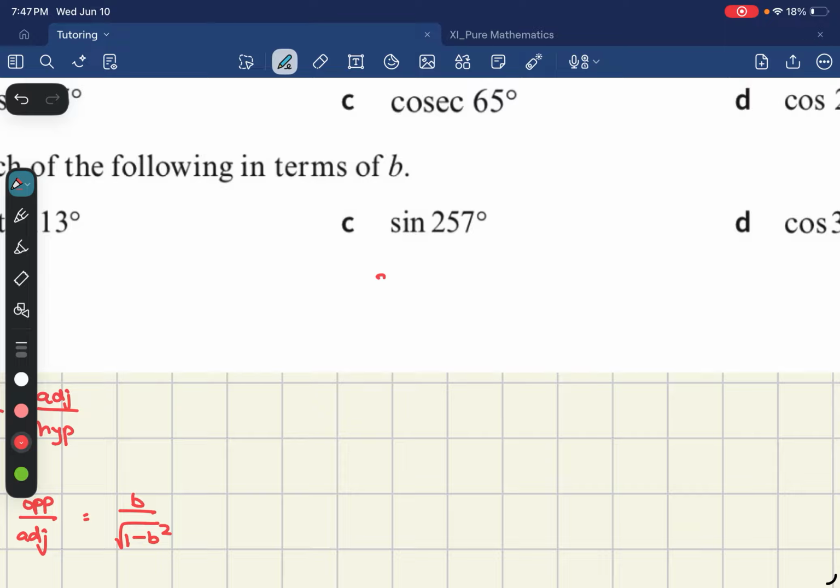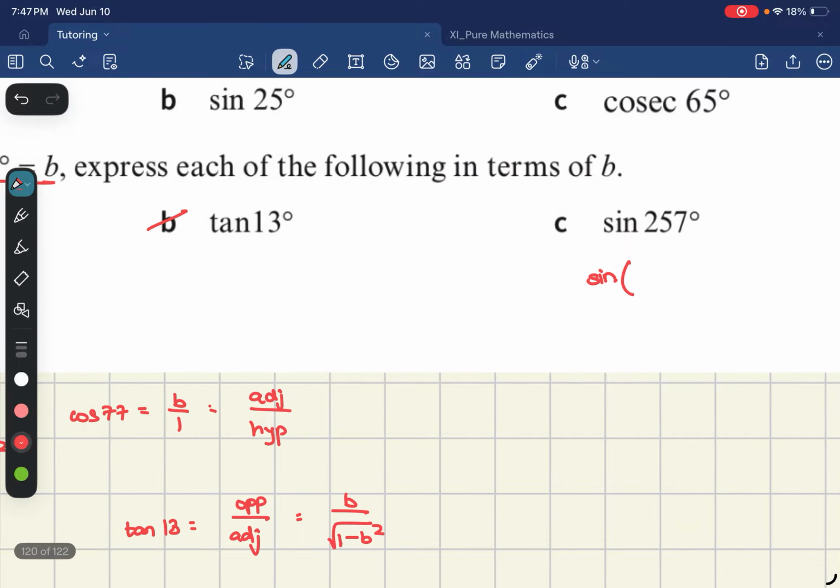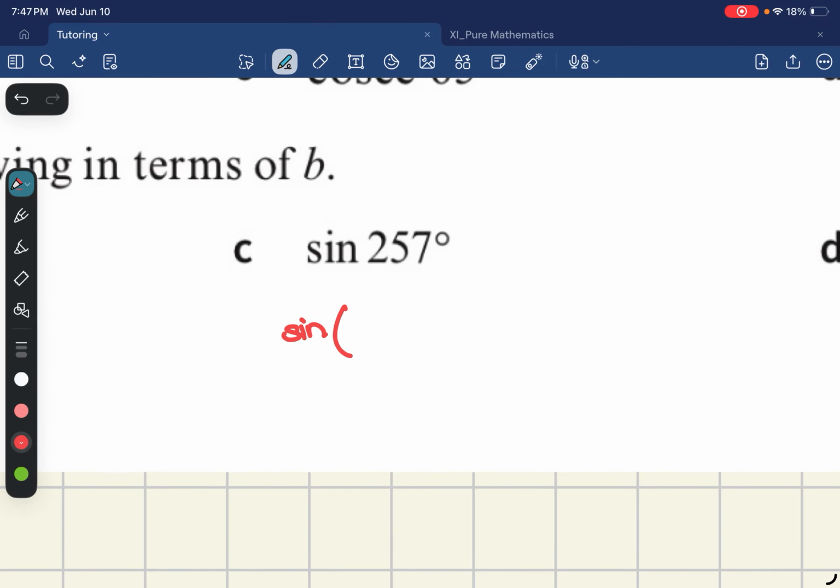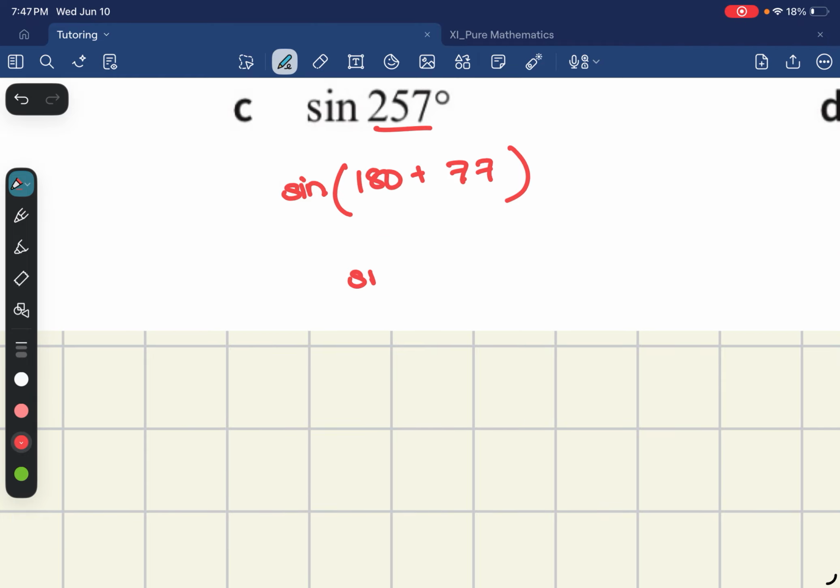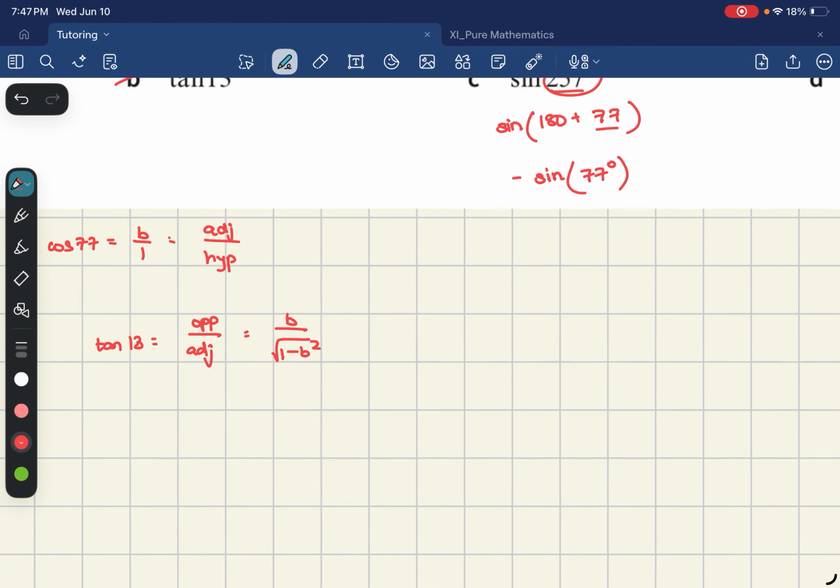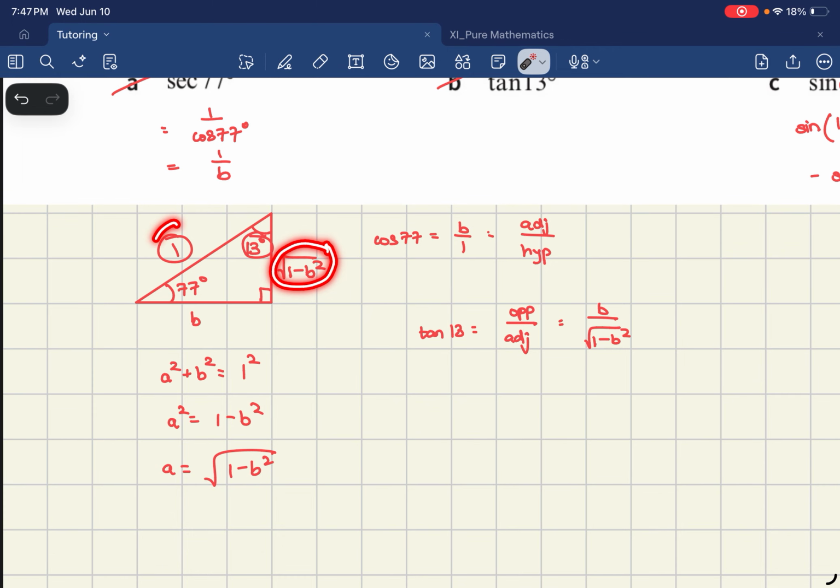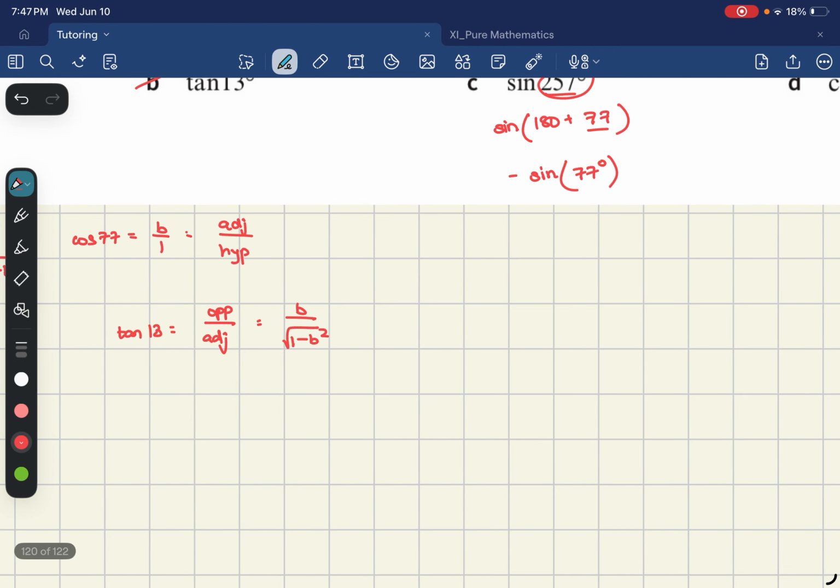Sine 257. I can write this as sine. I either want to write in terms of 77 or 13. So I can write sine as 180 plus 77, right? I think that gives you 257. All right. So this sine remains a sine. You take sine of 77 degrees, but this angle is in the third quadrant. In the third quadrant, sine is negative. All right. So what is sine 77? You use your triangle. It's going to be opposite over hypotenuse. So if you do that, you are going to get the square root of 1 minus b squared divided by 1, which is just square root of 1 minus b squared. And you have a negative sign.